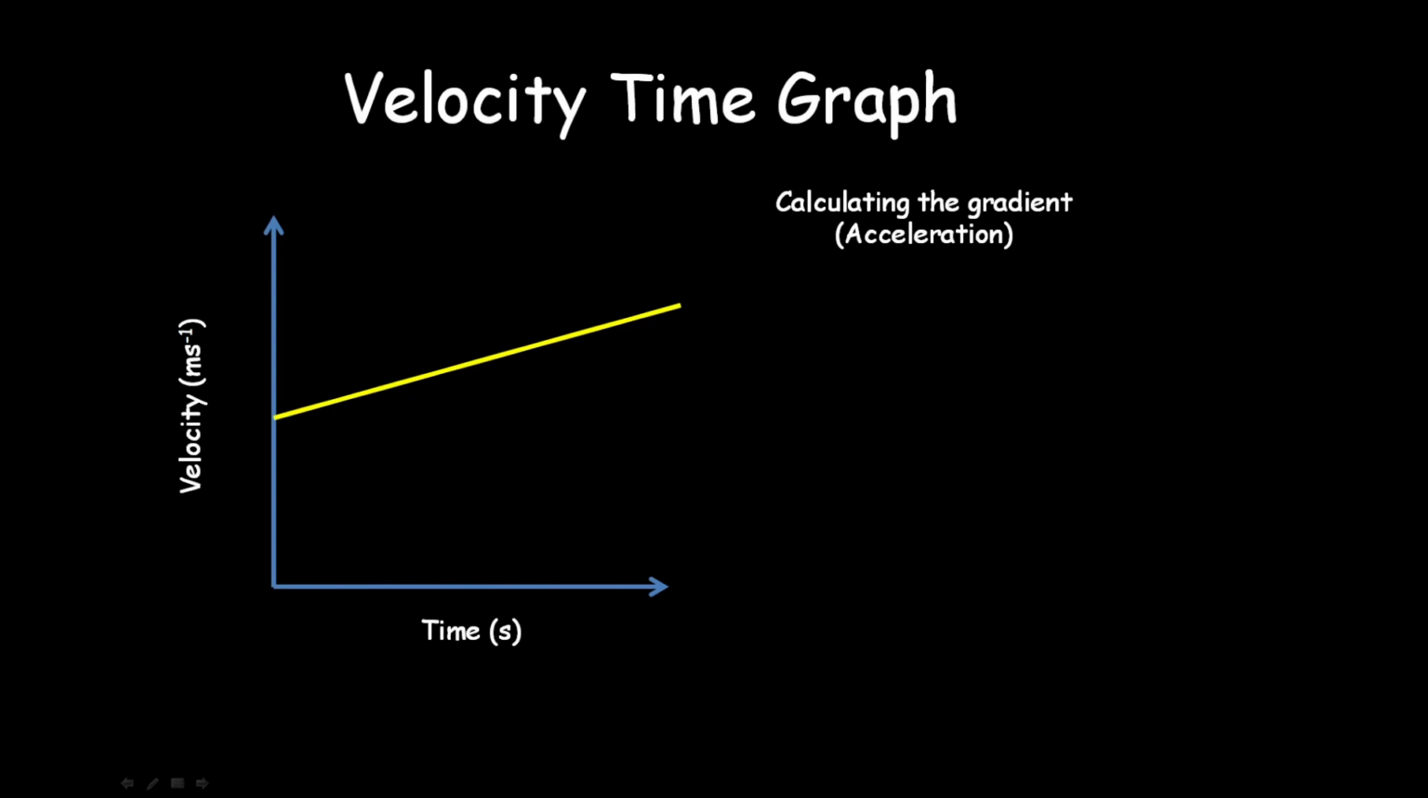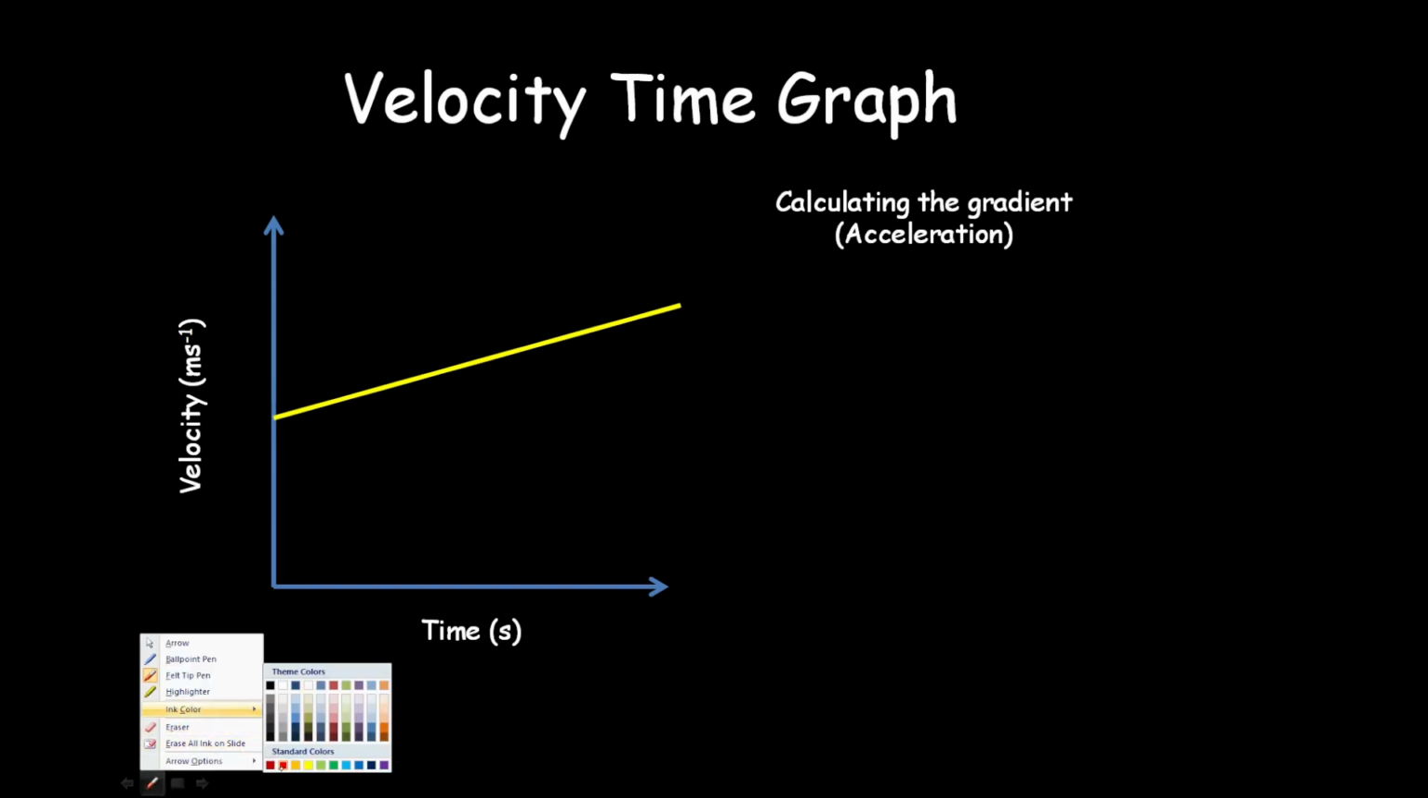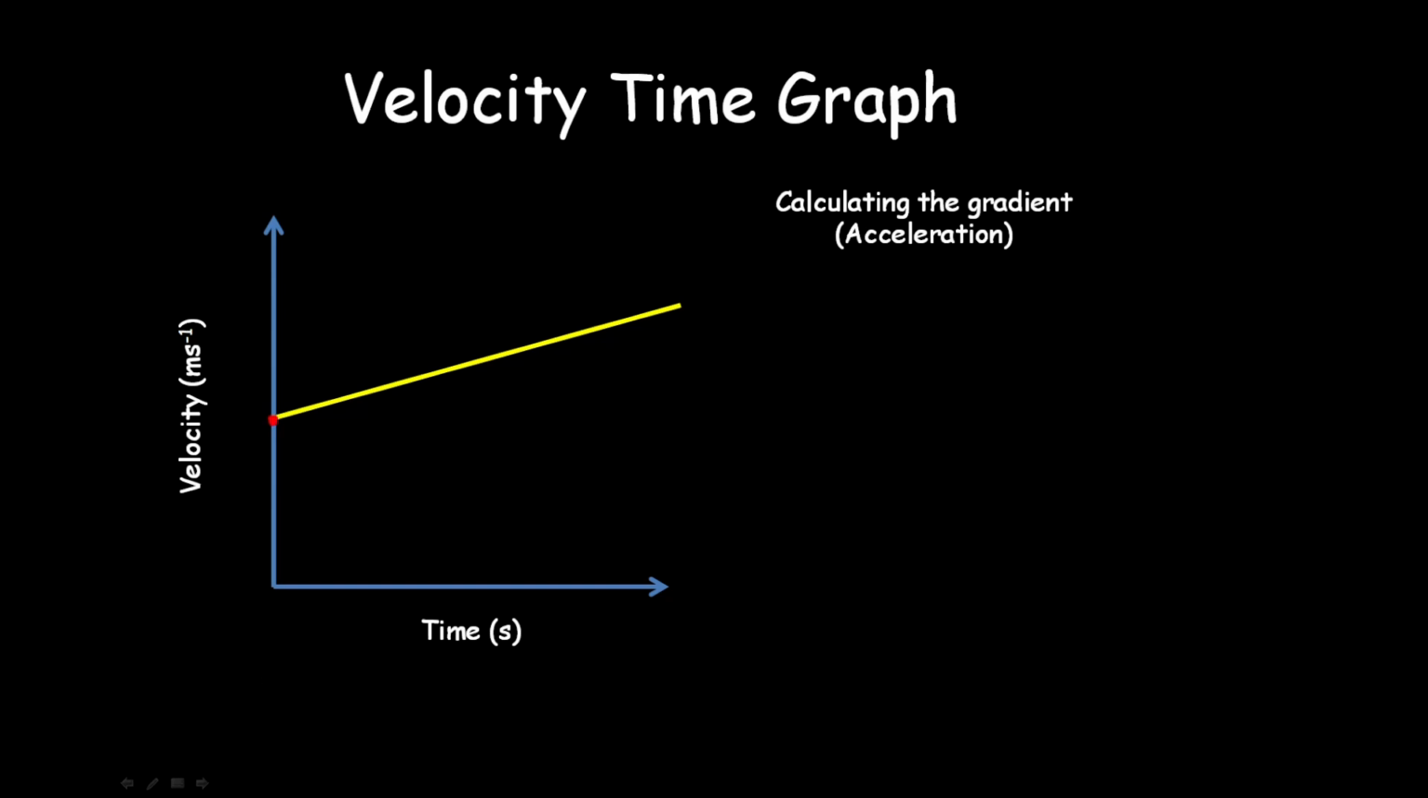Now calculating the gradient or the acceleration in a general sense, as you can see with the yellow line, we've got our constant acceleration. This point here is going to be represented by when t equals 0, and this point here we're just going to call u, our initial velocity. And after t seconds, which I'll label here, we can see that the final velocity, which we'll call v, is at that point there.